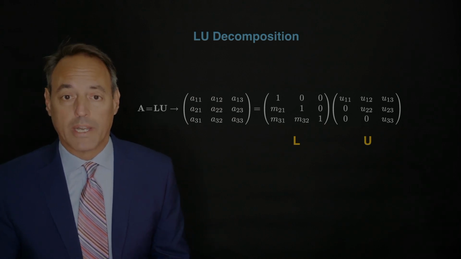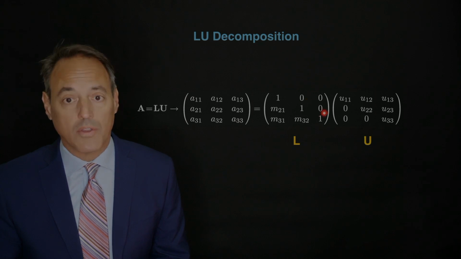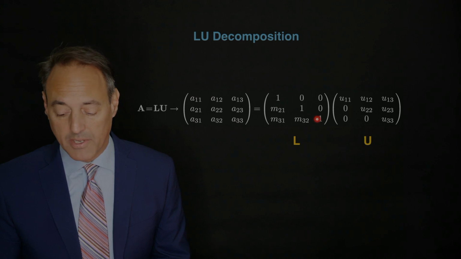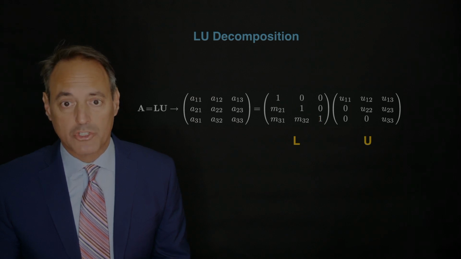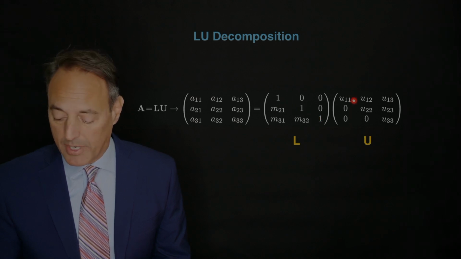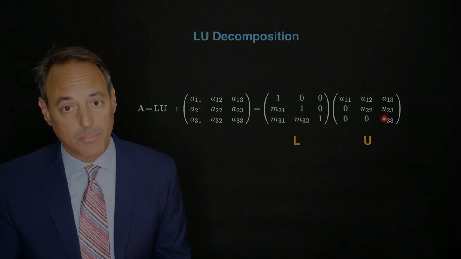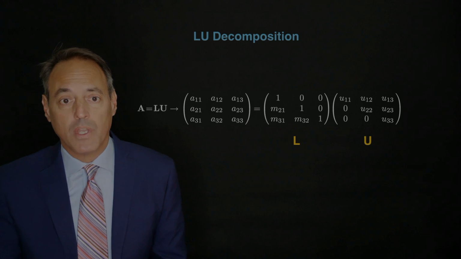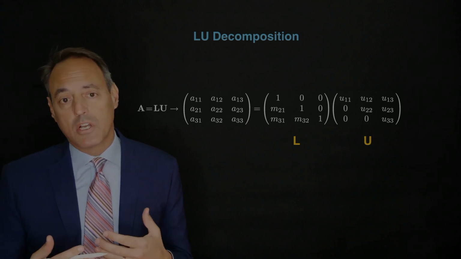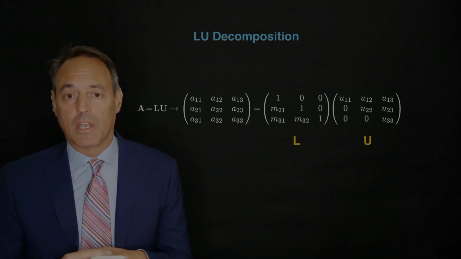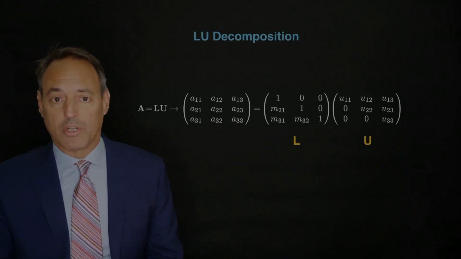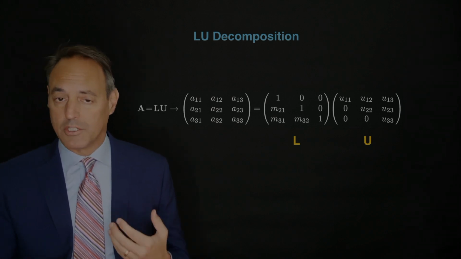It's lower triangular, so notice it's got 0s in the upper triangular area and 1s down the diagonal, and the matrix U is upper triangular, so you have all these values up here, and then in the lower triangle you have zeros. What we're going to do is, if we can get this decomposition, you'll see that we can now solve Ax = b much more rapidly than trying to do Gaussian elimination at each point.